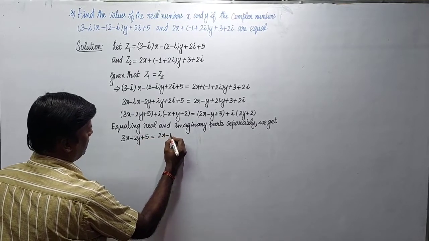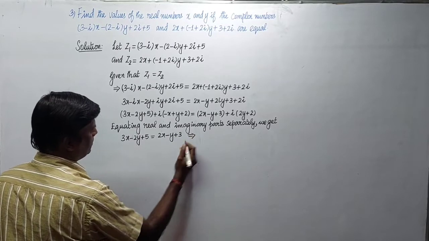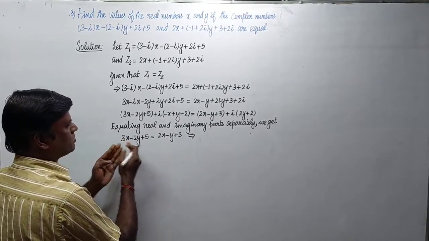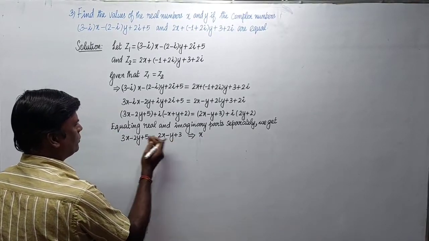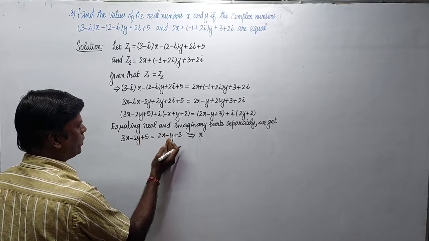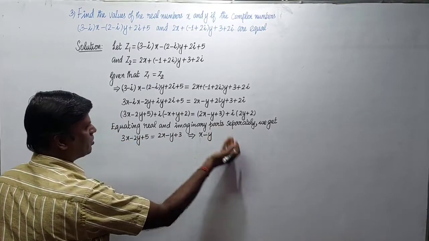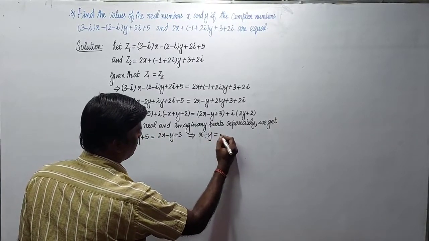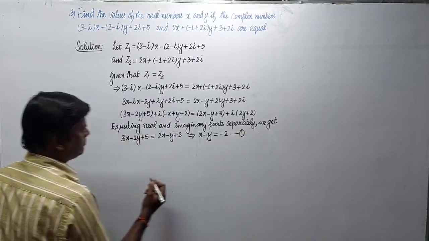to 2x minus y plus 3. So from this, first take this 2x to the left hand side, we get 3x minus 2x, we get x. On the left hand side we get minus 2y, and moving y over we get minus y. Bring the constant to the right hand side, we get 3 minus 5, we get minus 2. So name this equation as 1.